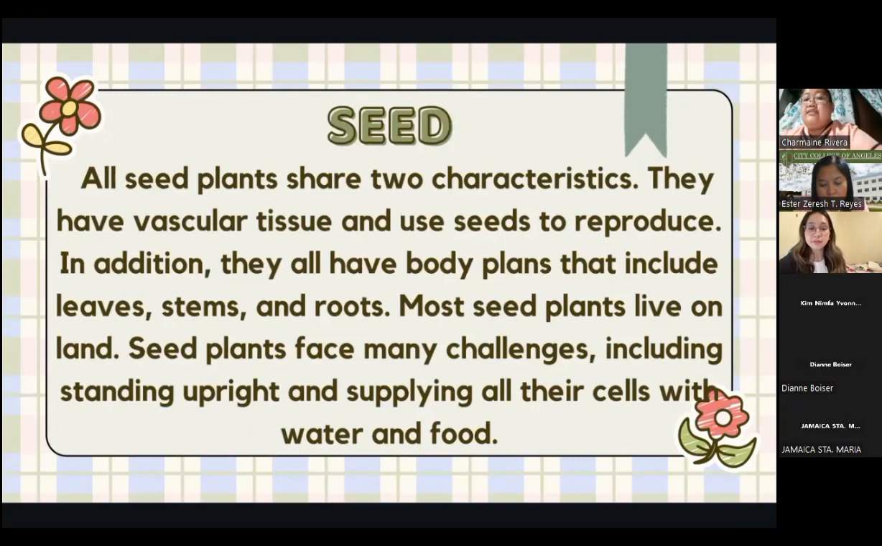And also the seeds. All seed plants share two characteristics. They have vascular tissue and use seeds to reproduce. In addition, they all have body plans that include leaves, stems, and roots. Most seed plants live on land, not only in water. Seed plants face many challenges, including standing upright and supplying all their cells with water and food.